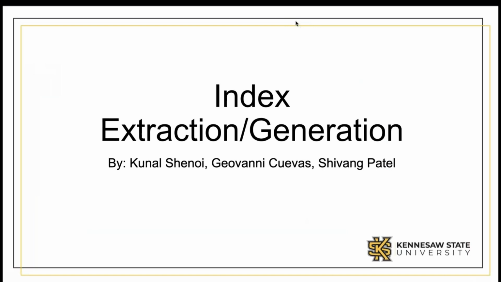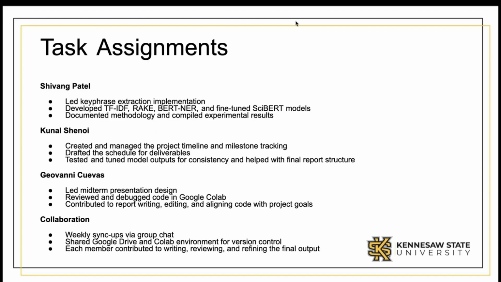Hello, everyone. My name is Giovanni Cuevas, and my teammates were Kunal Shenoy and Shivang Patel. Our project focuses on automatically pulling key concepts from educational texts, specifically machine learning chapters, and using those to build concept maps to show how ideas are connected.